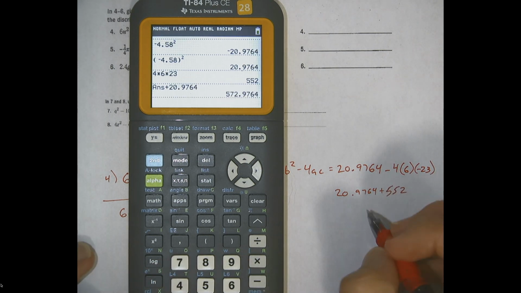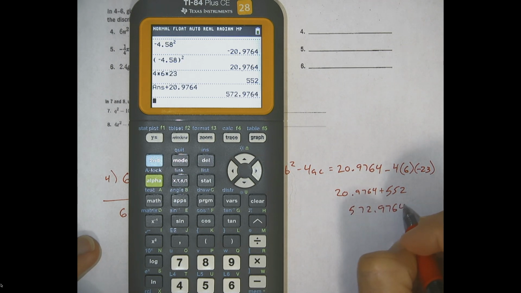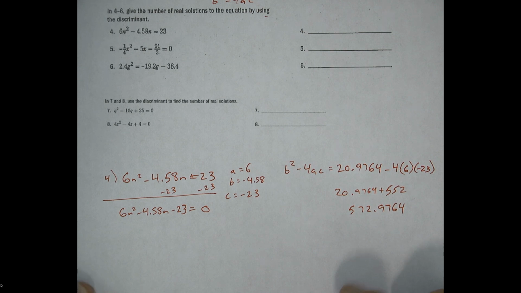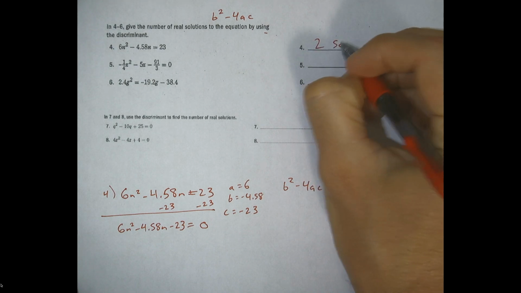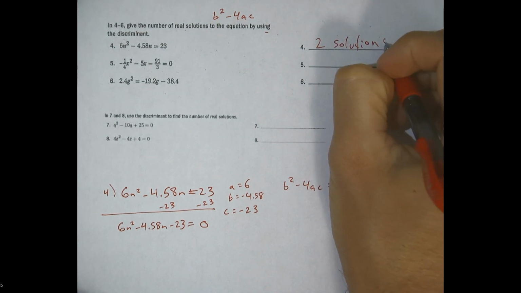So if I go ahead and add that with the 20.9764, my discriminant is 572.9764. More importantly, my discriminant is positive, and that's the main part that we have to get. If it's positive, there's 2 solutions. So the answer here is 2 solutions.